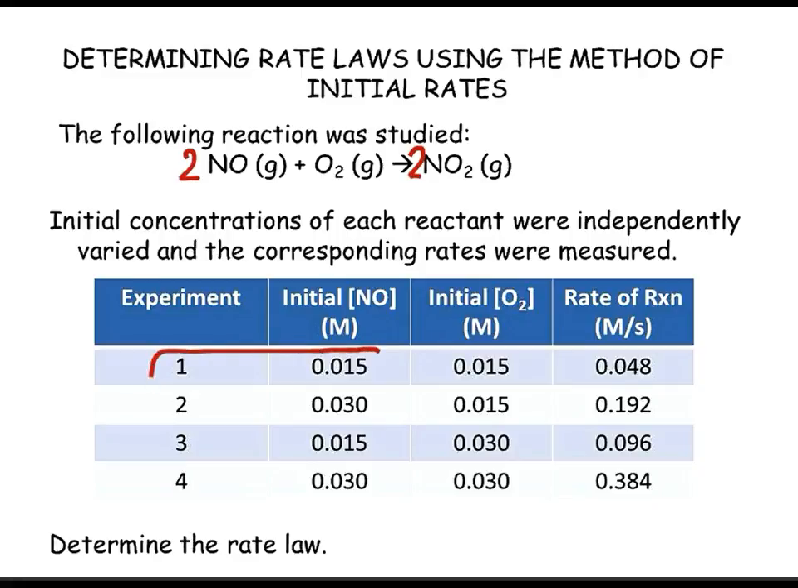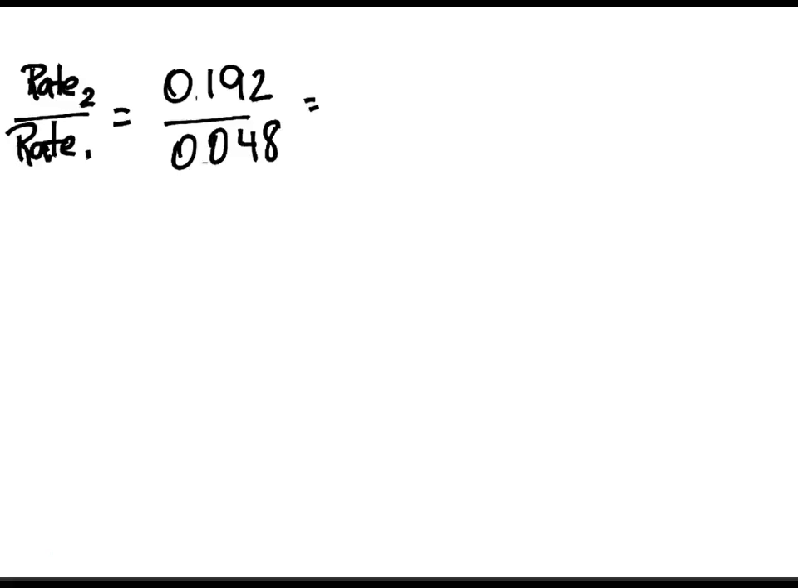So we're going to start by comparing experiments 1 and 2, where NO doubles, but oxygen does not change. It's important that we pick one where oxygen doesn't change. This is doubled, and we're going to compare the effect on the rate. So if we then compare the rate of reaction and how that changes, we need to figure out what that factor is. Is that double? If you're not sure, you can make them a quotient. 0.192 divided by 0.048 is a 4.